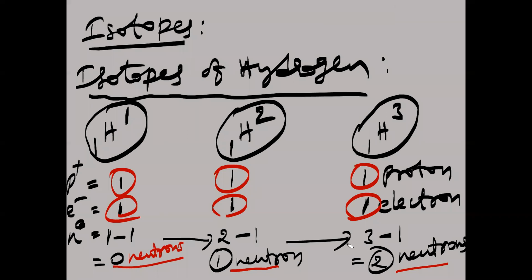This is an atom of hydrogen, this one again an atom of hydrogen. Now these three atoms belong to the same element, hydrogen, but they are different atoms of the same hydrogen element, having the same atomic number but different mass numbers. These are called isotopes. So isotopes always contain the same atomic number but different mass numbers.